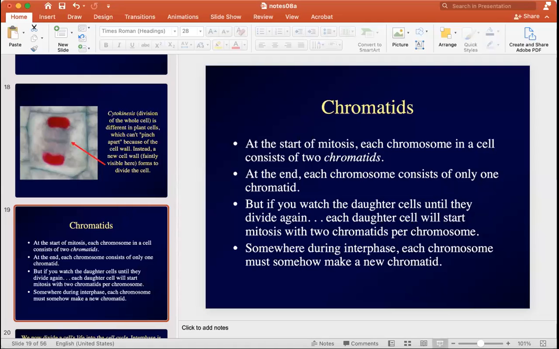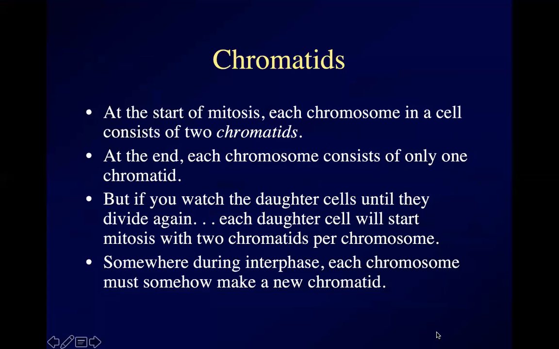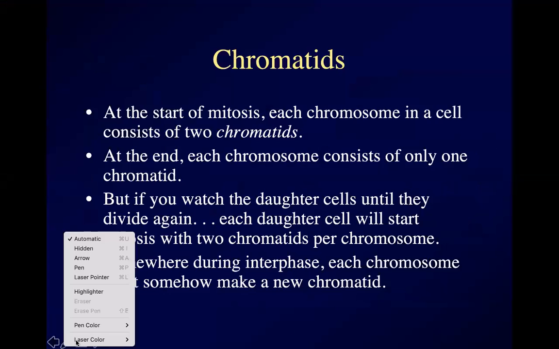Okay, right, back to the slides. At the start of mitosis, every chromosome consists of 2 chromatids. And remember, at anaphase, the centromere breaks. The separate chromatids move to opposite ends of the cell. So at the end, every chromosome consists of only 1 chromatid. So we go from chromosomes that are made of 2 chromatids to chromosomes that are made of 1 chromatid.